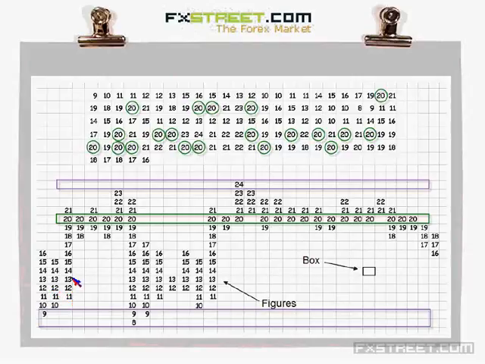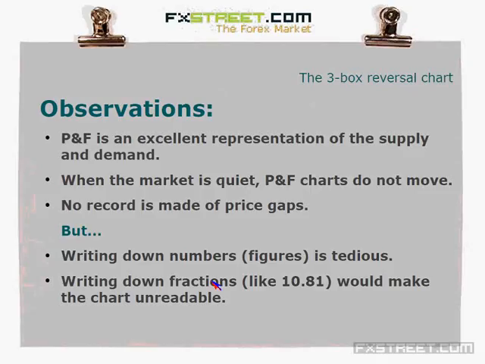Again, upward moving to 21, and so on and so on. Okay. The number of figures comes from the fact that figures were drawn in the boxes initially. So at that time, it's what we covered in the last session. We observed that point and figure chart is an excellent representation of supply and demand.